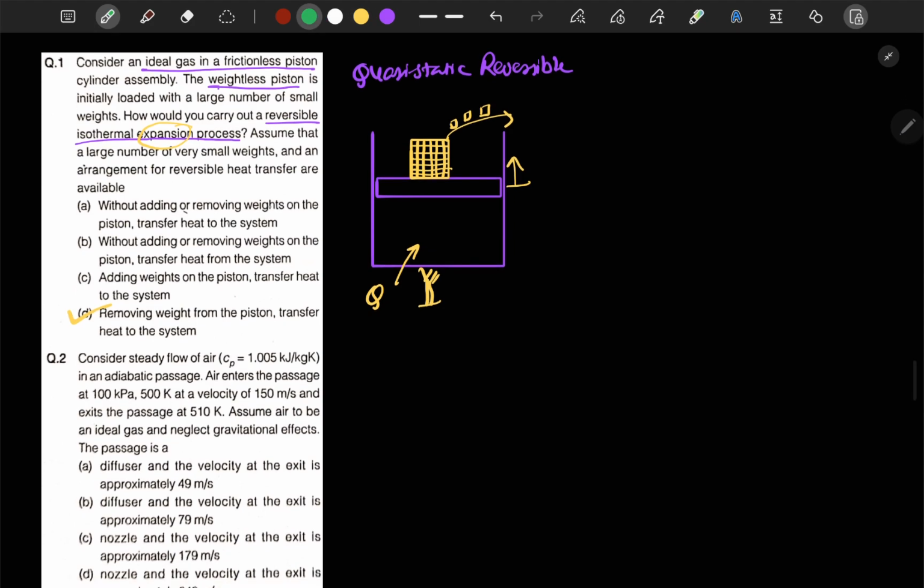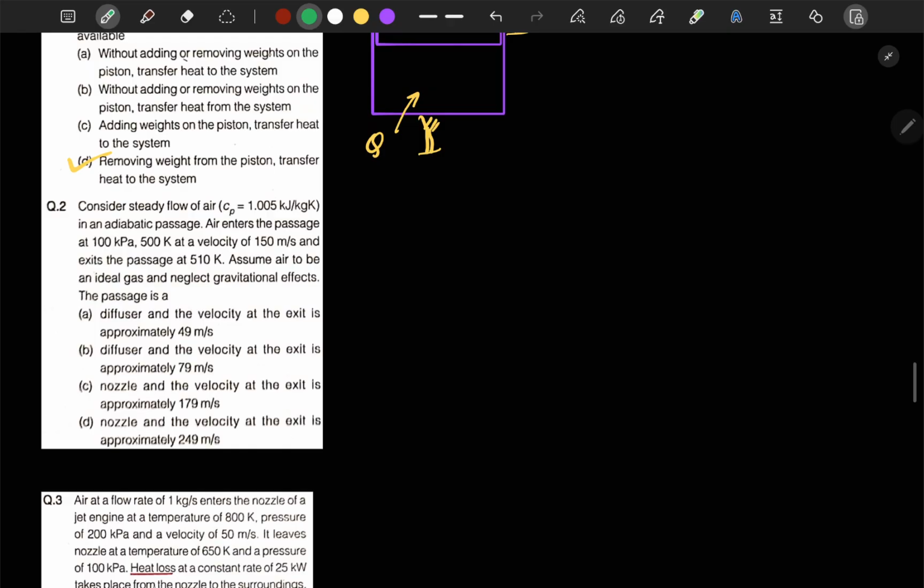Next we will be moving to question number 2. Consider a steady flow of air, Cp, in an adiabatic passage. The air enters the passage at 100 kilopascal, 500 Kelvin, at a velocity of 150 meter per second, and exits the passage at 510 Kelvin. Assume an ideal gas, and neglect the gravitational potential effect.